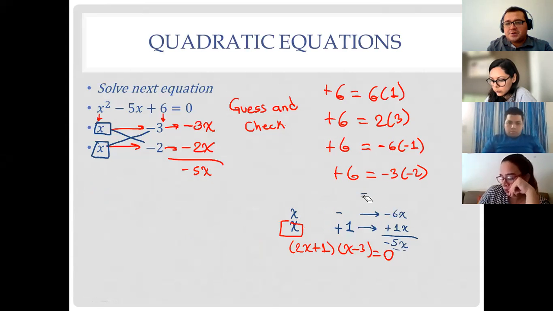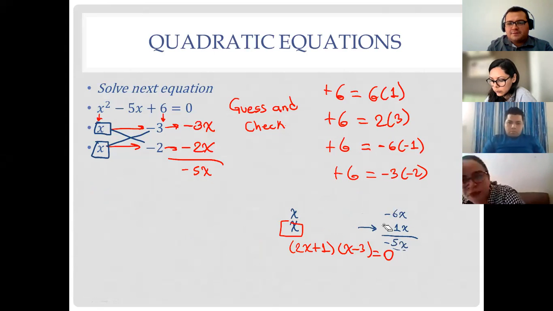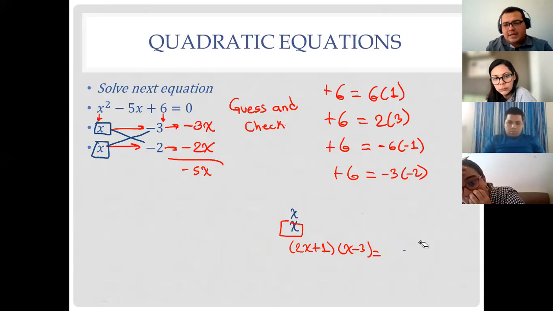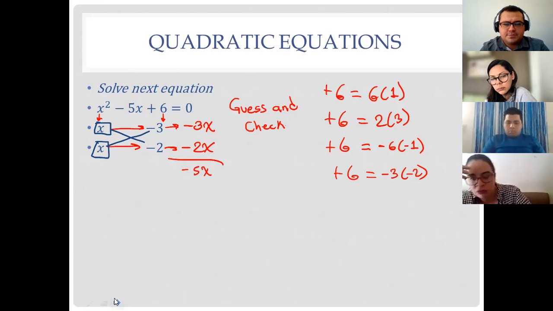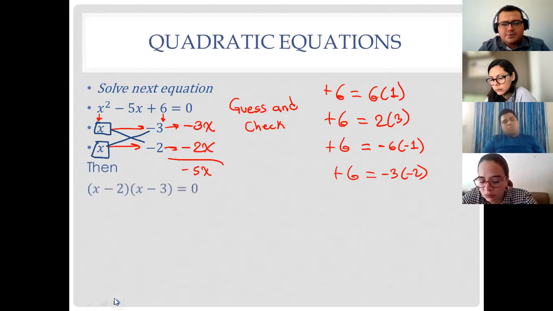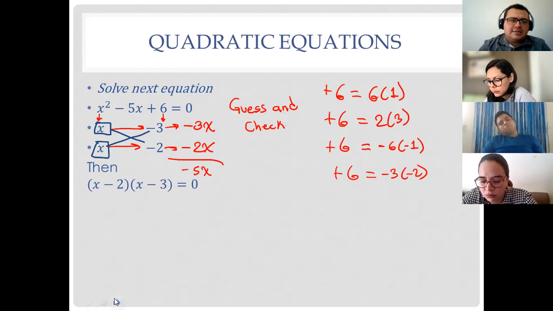And what an interesting question. Honestly, I was wondering about it. But again, it's the way I decide to do it. You're probably going to find other ways in the books or on the internet. So then, like I was saying, x minus 2 times x minus 3 equals 0.